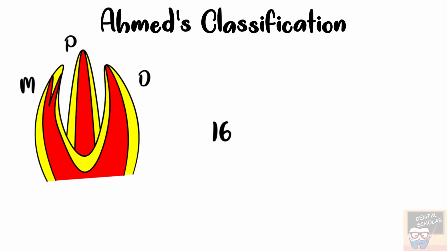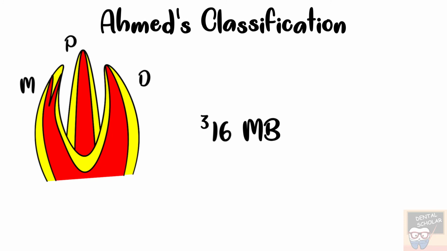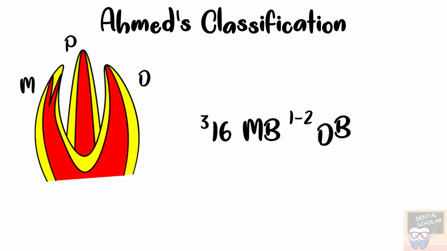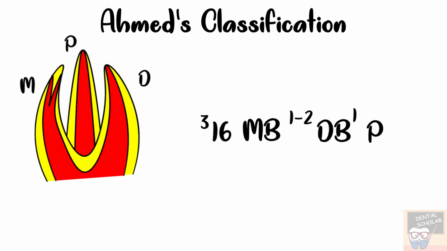So let's see what the code of this tooth will look like. First, let's write the tooth number, that is 1, 6. Next, the number of roots, that is 3. Then MB, the mesiobuccal canal starts as a single canal, but it bifurcates before the apex. So the code for mesiobuccal canal will become 1, 2. Then next DB, and since it's a single canal throughout, we will just write 1 in superscript. Next P, and again it is a single canal throughout, so we will again write 1 in superscript. So the entire code becomes 3, 1, 6, MB, 1, 2, DB, 1, P, 1.